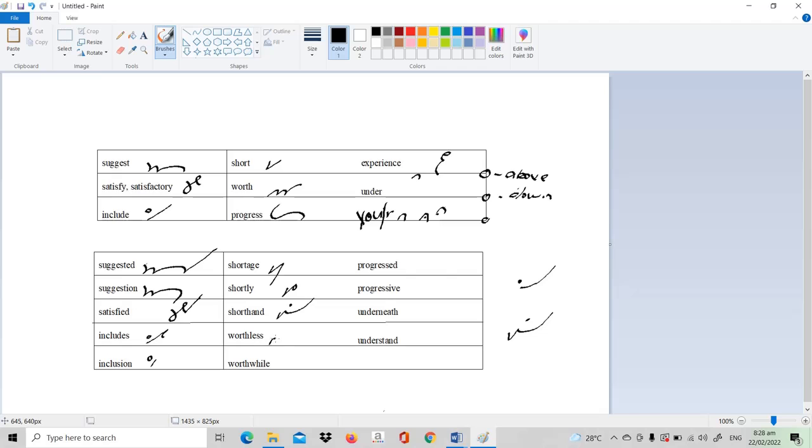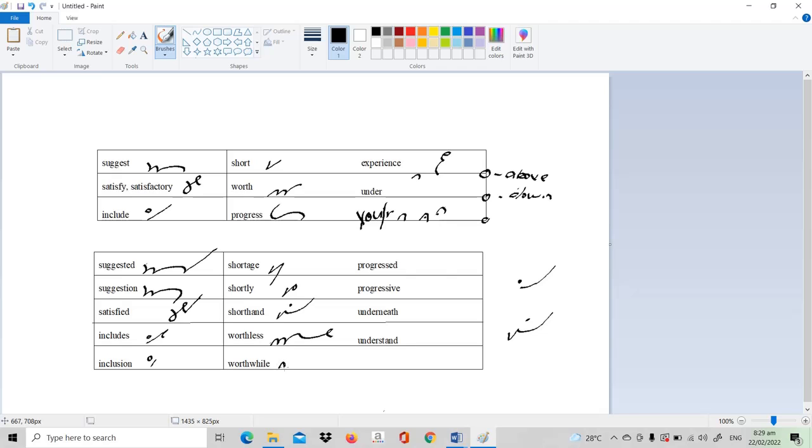So we have worth, and then we add less. Ulit. We have worth, less. Ulitin natin. Worth, less. Isa pa. Worth, less. Next, we have worthwhile.